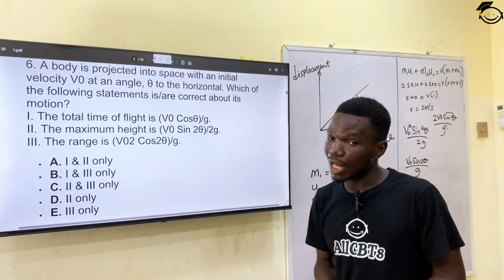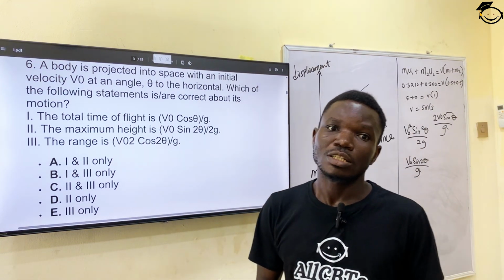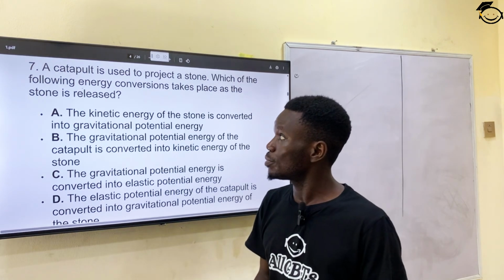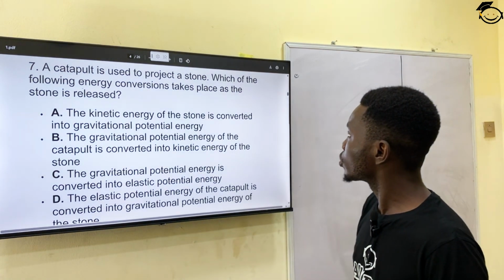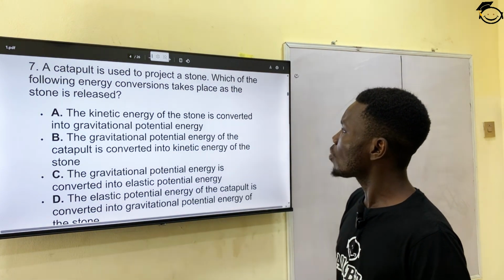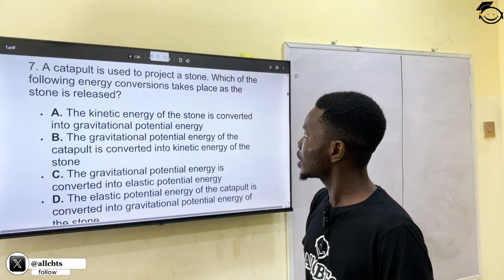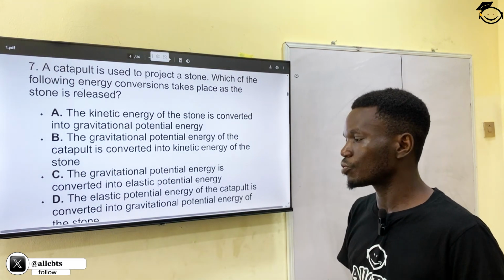So the correct answer is not in these options. Question number 7 says, a catapult is used to project a stone. Which of the following energy conversions takes place as the stone is released?